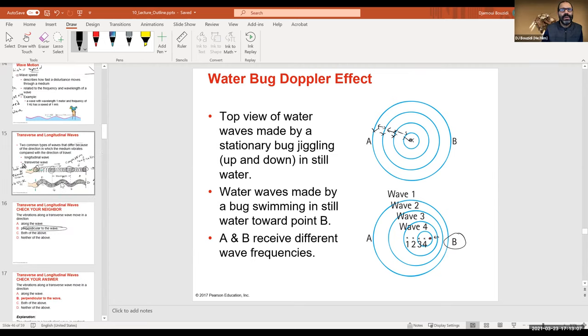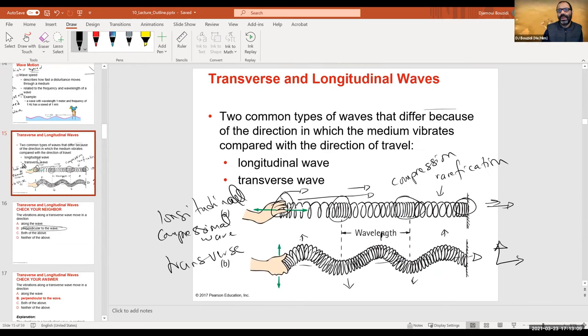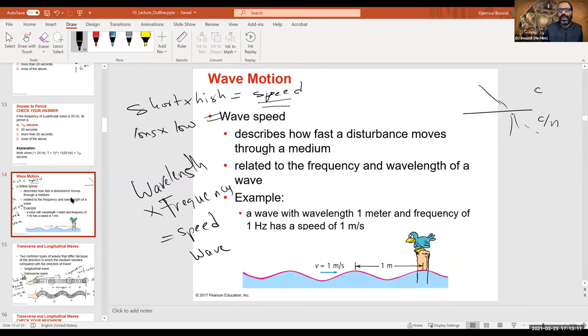Where is that slide? A long, long time ago. Was it here? No. Was it here? Yes.